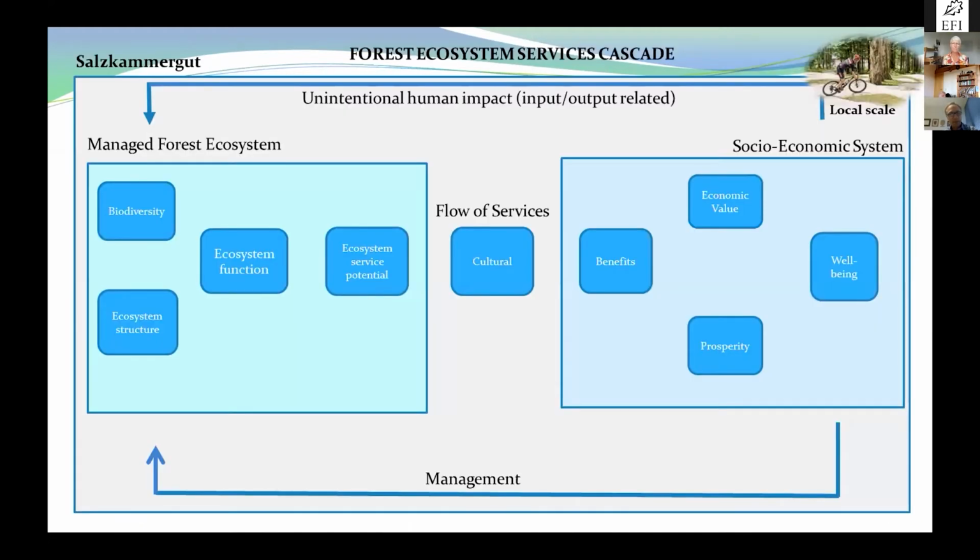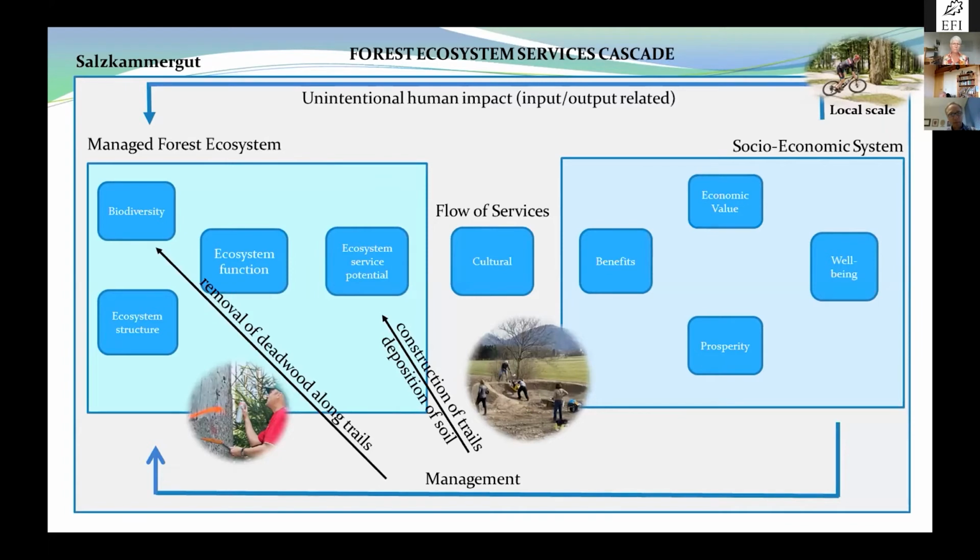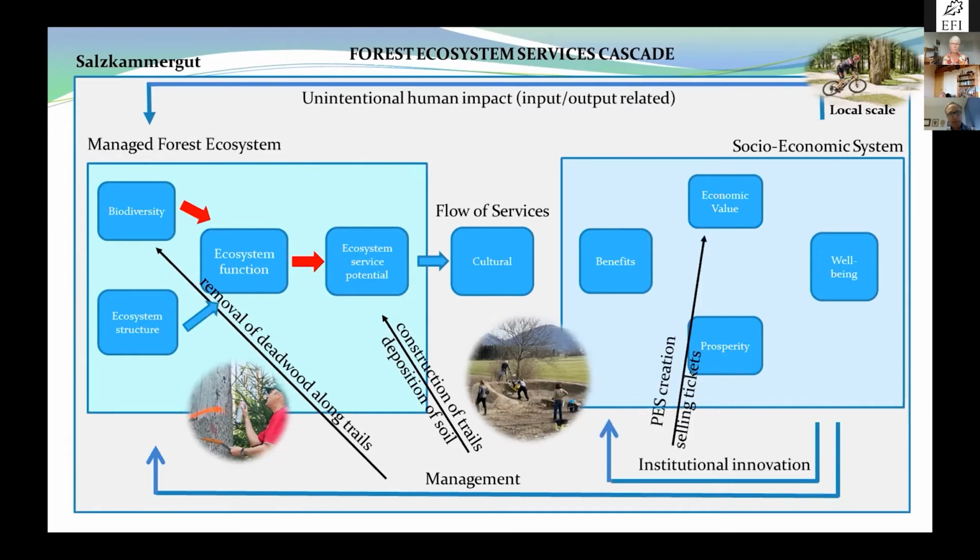If we apply this case study to our forest ecosystem service cascade framework, we can see that some management interventions are needed. Forest owners have to make sure that no standing deadwood is along the bike trails. They also have to construct these trails, and the deposition of soil is needed in order to make them attractive for the bikers. This leads to a change in the biodiversity and ecosystem function, which then also has effects on the potential. On the other hand, the institutional innovation is that tickets can be sold to the tourists, which provides economic value and some income for the forest enterprise by offering this service to the tourists.